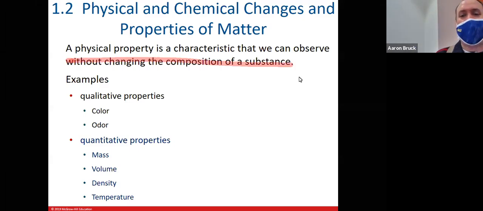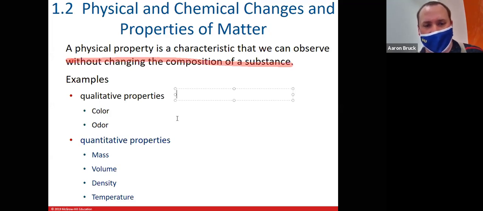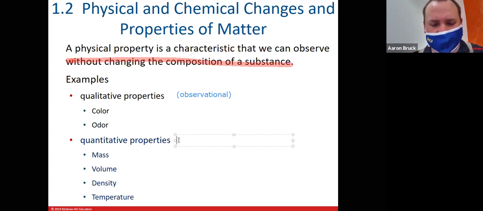Physical properties are those that we can observe without changing the substance and its composition. So these would be things that could fall into two different categories. Qualitative properties, that is properties that are observational, and quantitative properties, properties that are numeric.